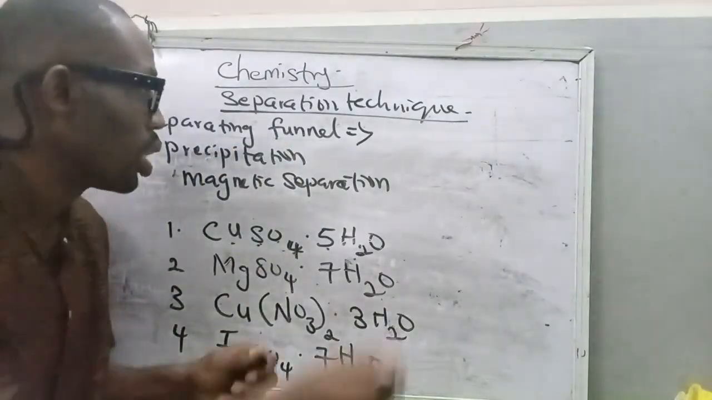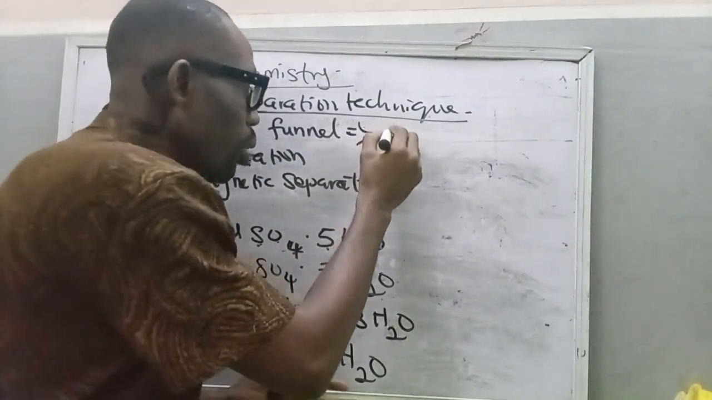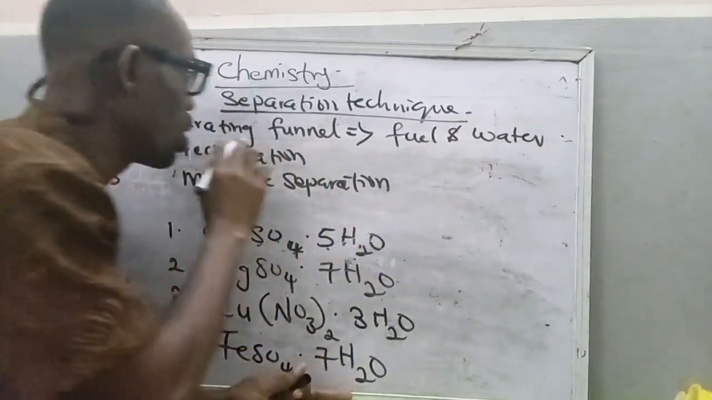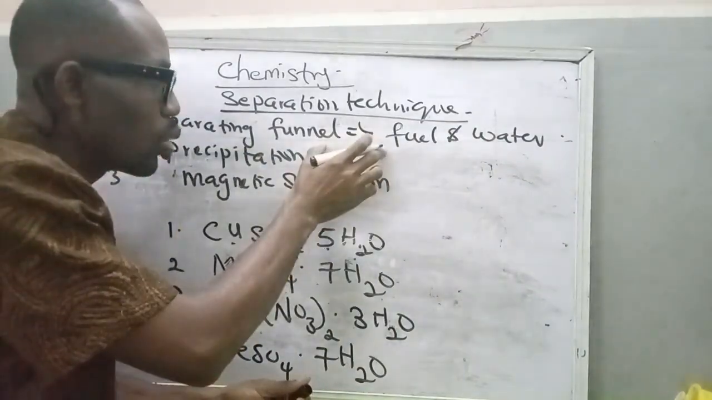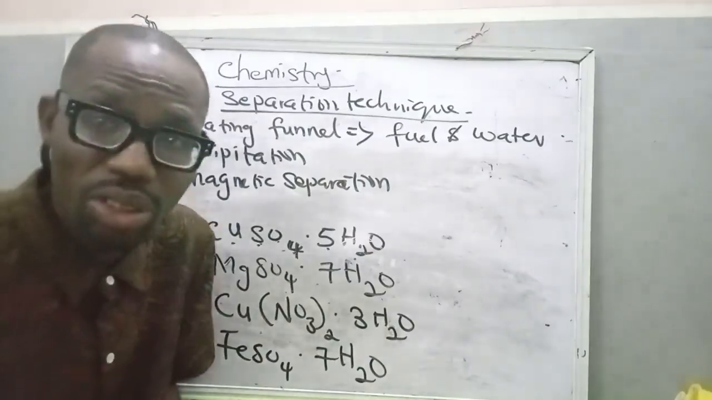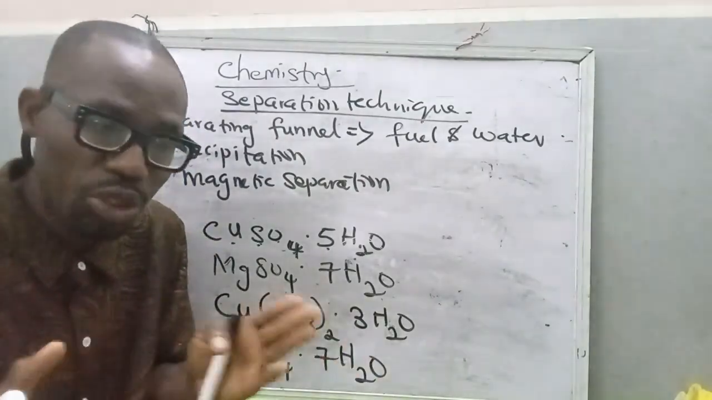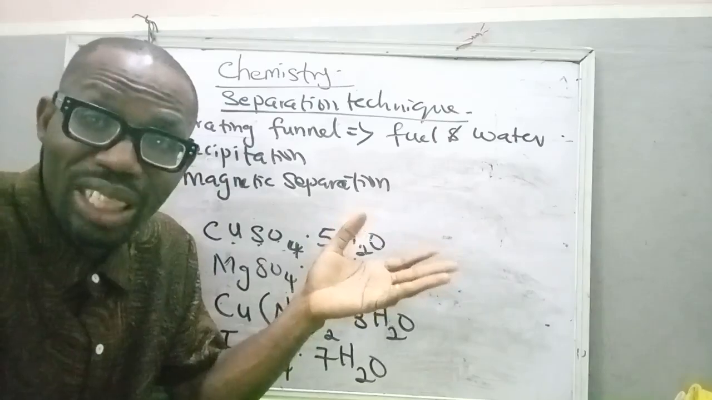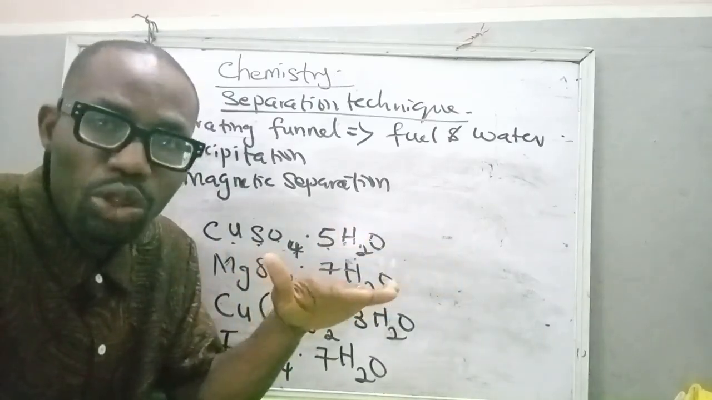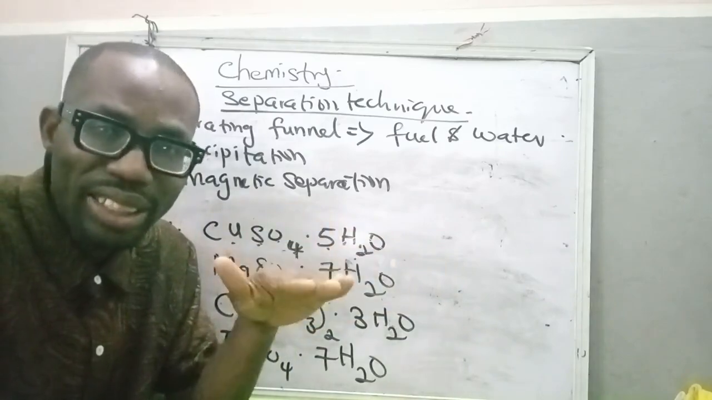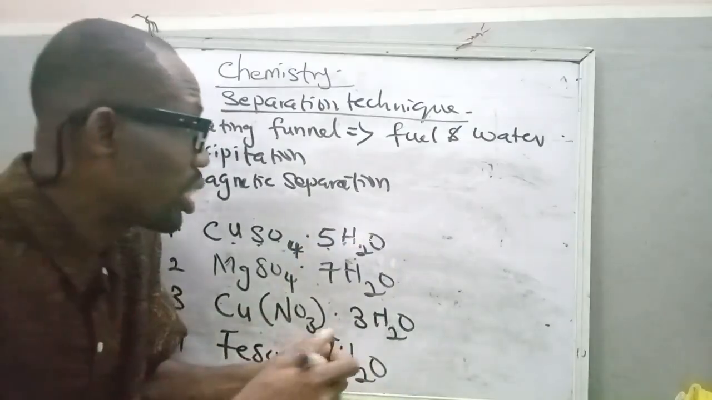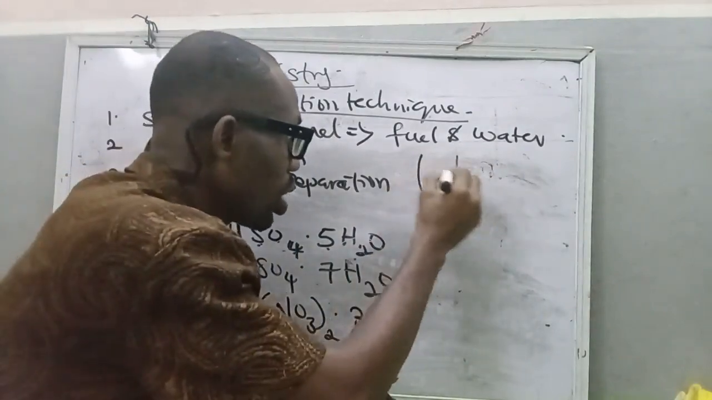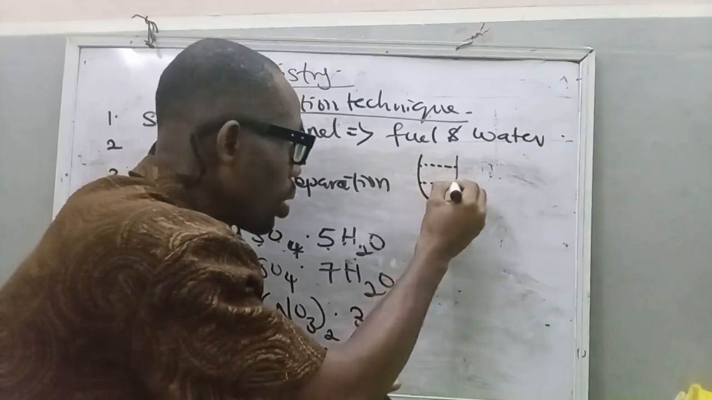For example, separating fuel and water will be a very good example using the separating funnel. And the method of doing this will be by decantation. What's decantation? Decantation is a form of separation in which the denser liquid stays at the bottom of the container, while the less dense liquid stays at the top. So let's say we have this mixture, this solution. You'll see that fuel will stay at the top, while water will stay below.